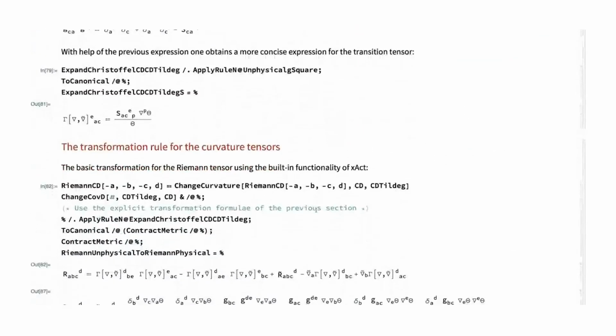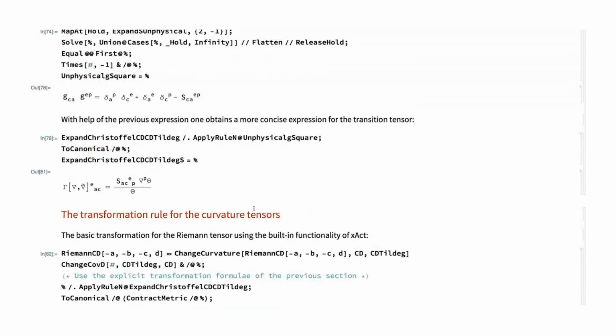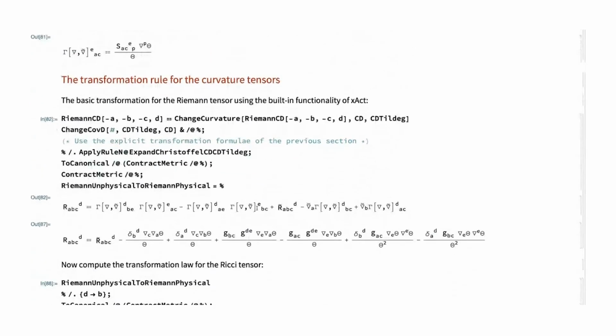And then you go on. So once you have this transformation rule between connections, then you can also compute a transformation between the curvatures, right? This is somehow essential in this program of conformal field equations. xAct has already built in, given two connections, the formula that tells you how to connect the two curvature tensors, but in terms of the transition tensor. What it doesn't know is the actual value of the transition tensor, right?